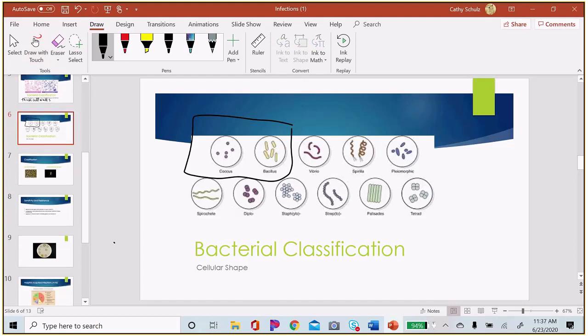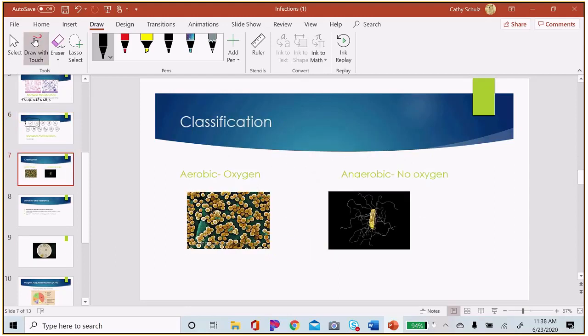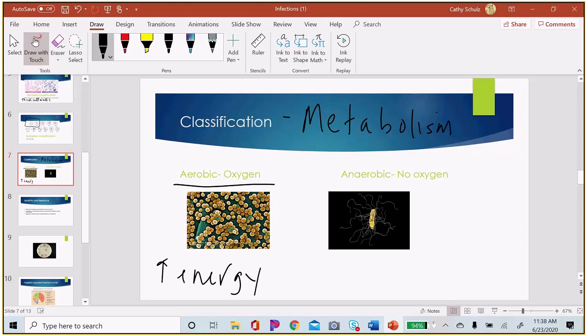So we stained it, we looked at the shape. The next part is to see what the metabolism is, or how this bacteria makes energy. We human beings require oxygen to get the best amount of energy possible. And some bacteria are also like that. That means they're aerobic. They get the most energy when oxygen is present.